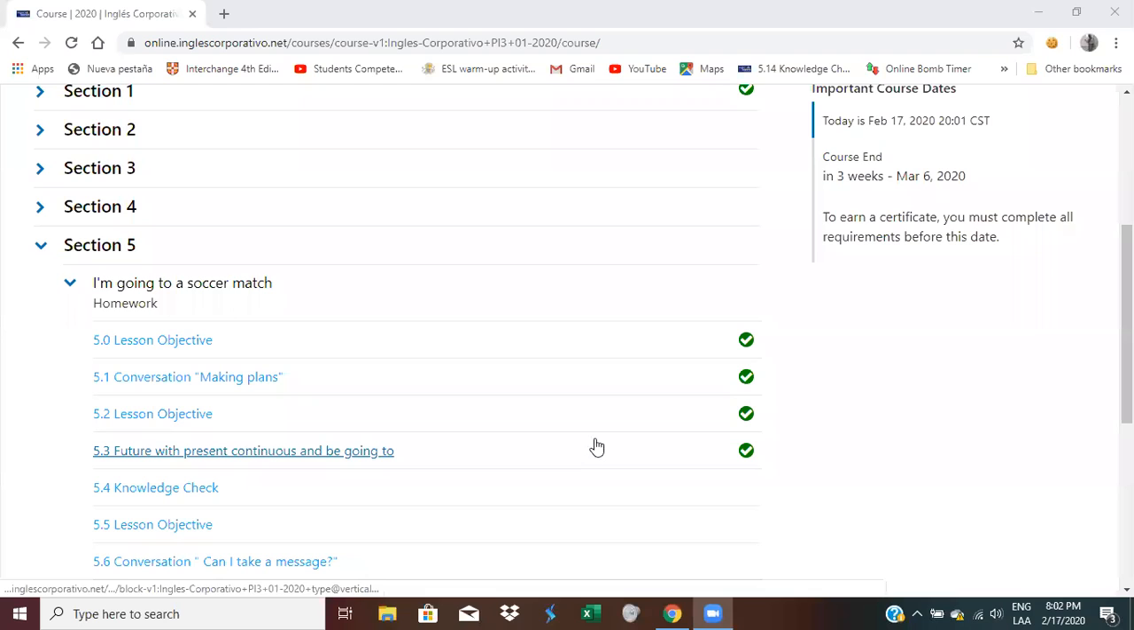What can you remember about the previous class? What can you tell me? What do you remember? What information do you remember about the previous class? The objectives. Can you give me an example? Yes. Let me see.